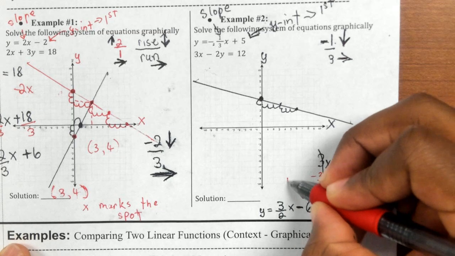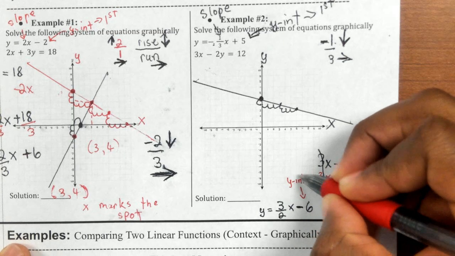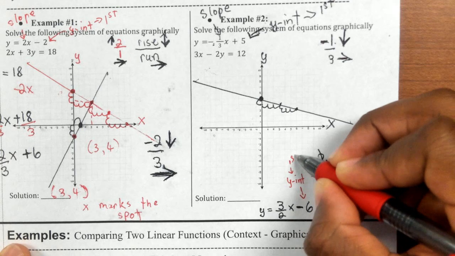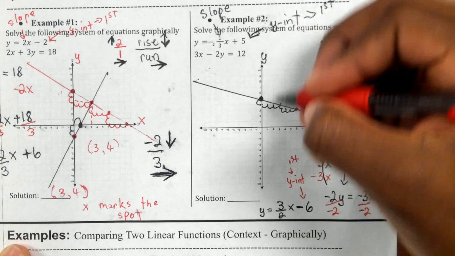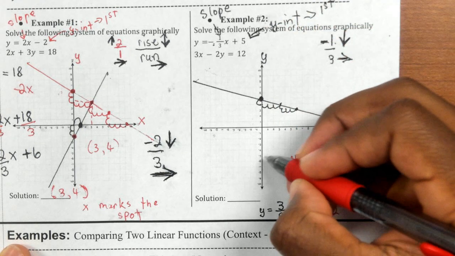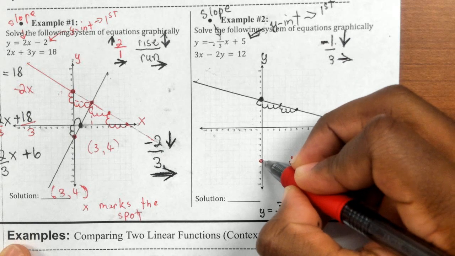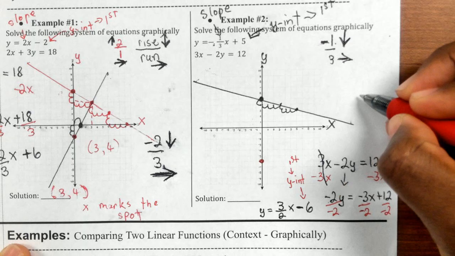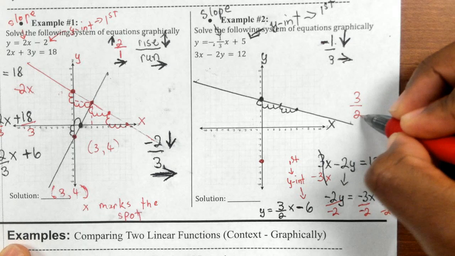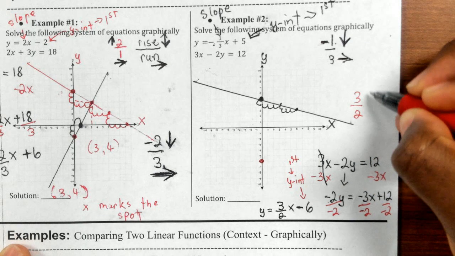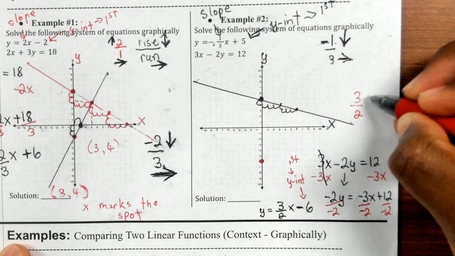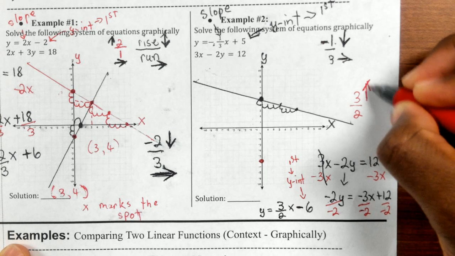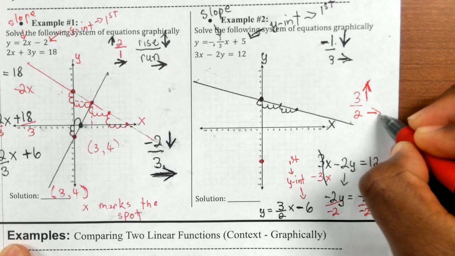So you always graph your y-intercept when? First. Okay? So we're going to go to positive 6, or rather negative 6 on my y-axis. That looks like it's right here. Now I'm going to apply my slope. So my slope is 3 over 2. The number at the top tells you rise, so up or down. Because it's positive, you're going to go up 3 times and then right 2 times.